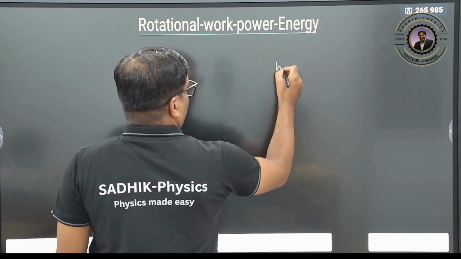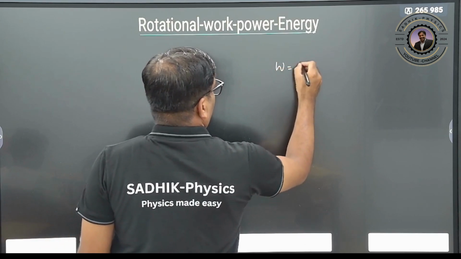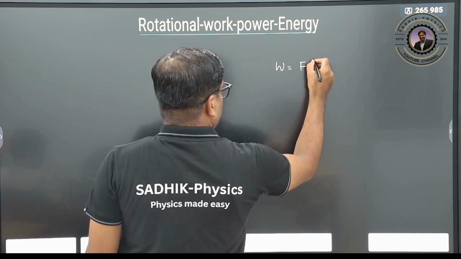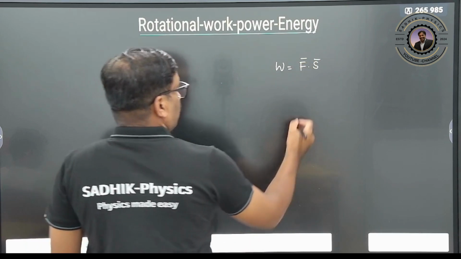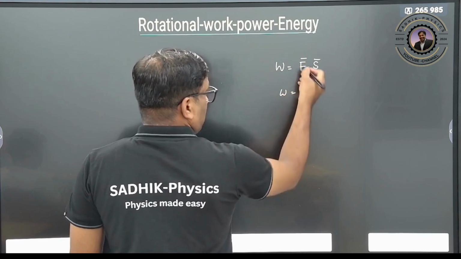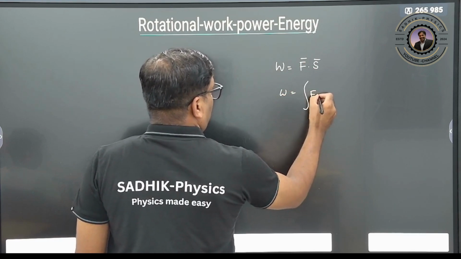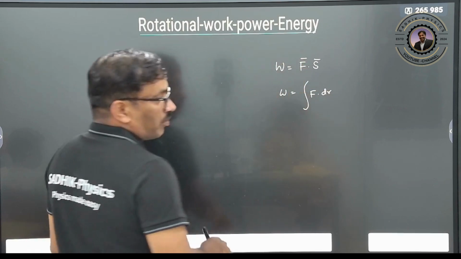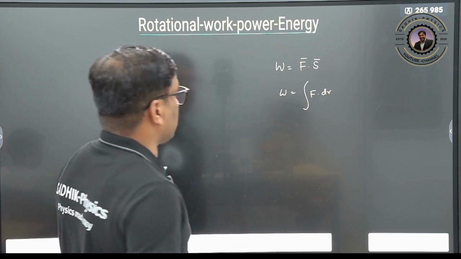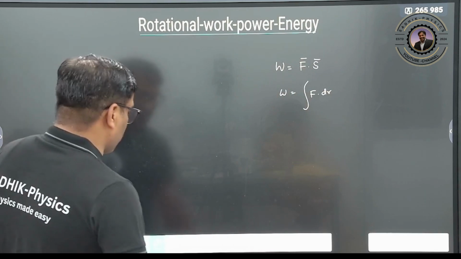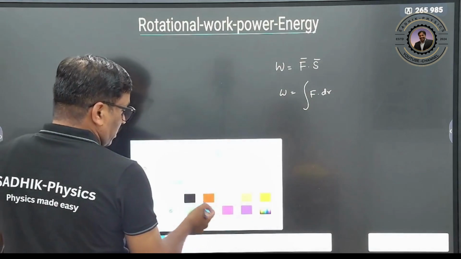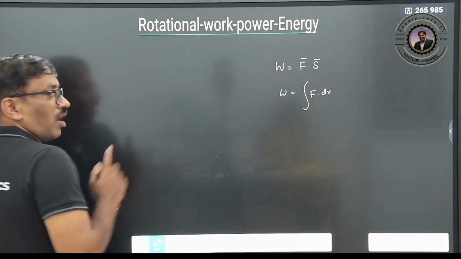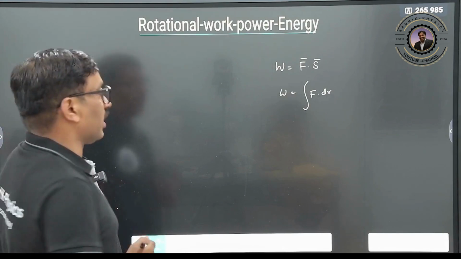We already studied work done in translatory motion. What is the work done formula? We wrote force dot displacement, or if it is a small displacement, F dot dr. Here force makes an object translate. So which one will make an object rotate? We already discussed in the last topic that torque will make an object rotate.